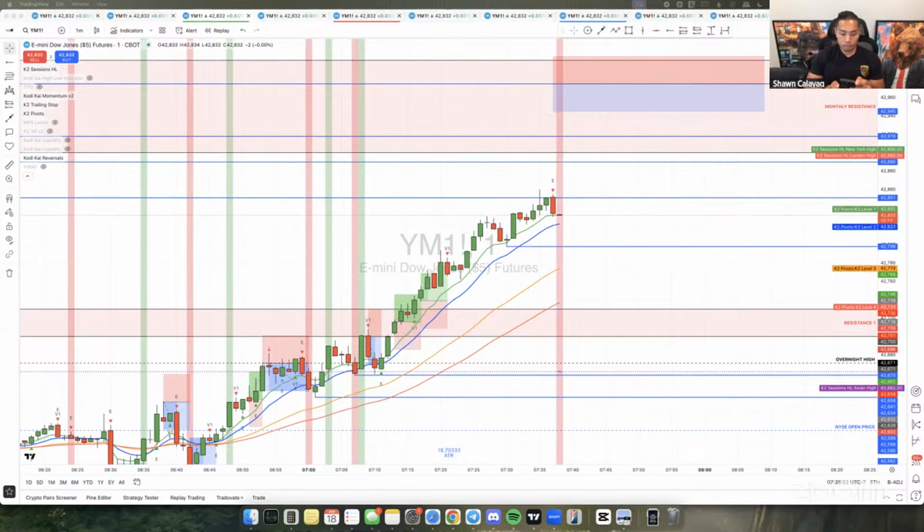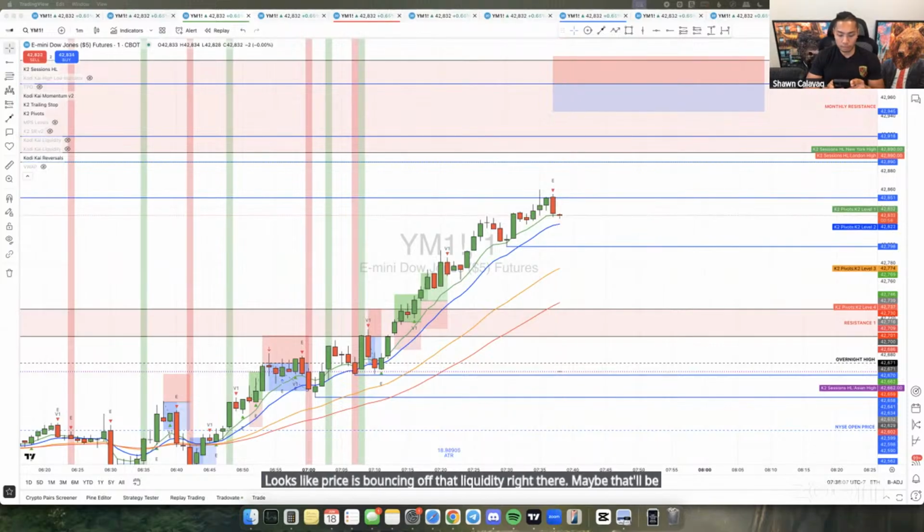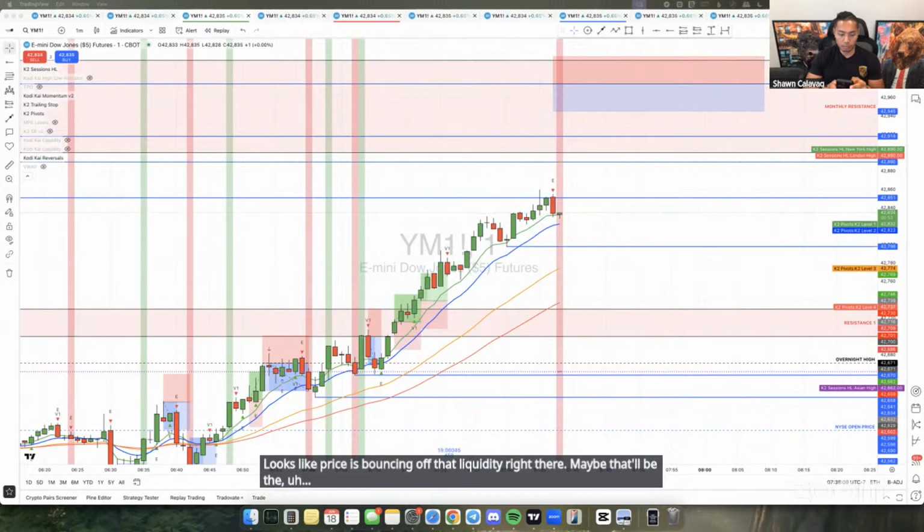Looks like price is bouncing off that liquidity right there. Maybe that'll be the sweep. Maybe, maybe not. We'll see.